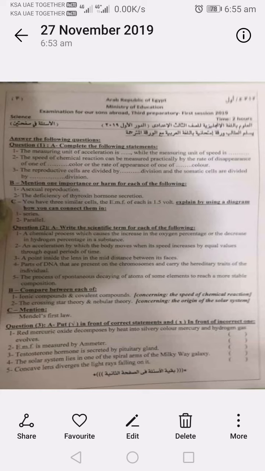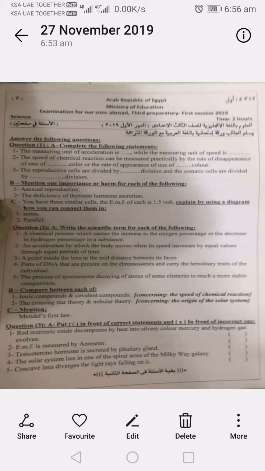The speed of a chemical reaction can be measured practically by the rate of disappearance of one of the reactant colors, or the rate of the appearance of one of the resultant colors. The reproductive cells are divided by meiotic division or meiosis, and the somatic cells are divided by mitotic cell division or mitosis.